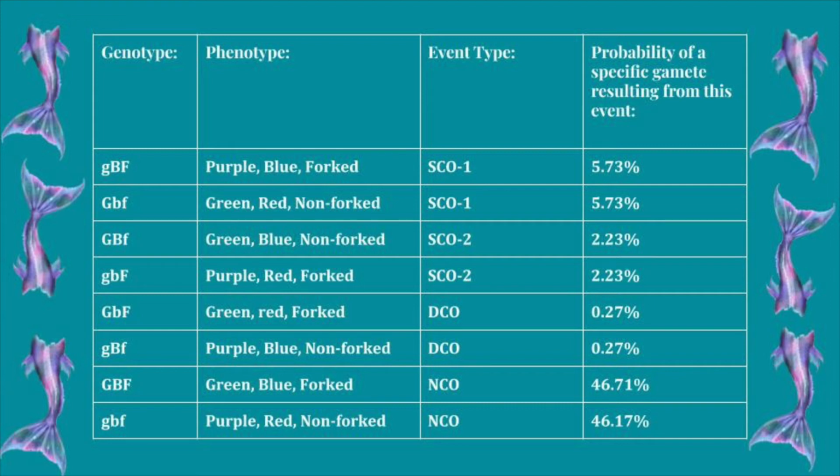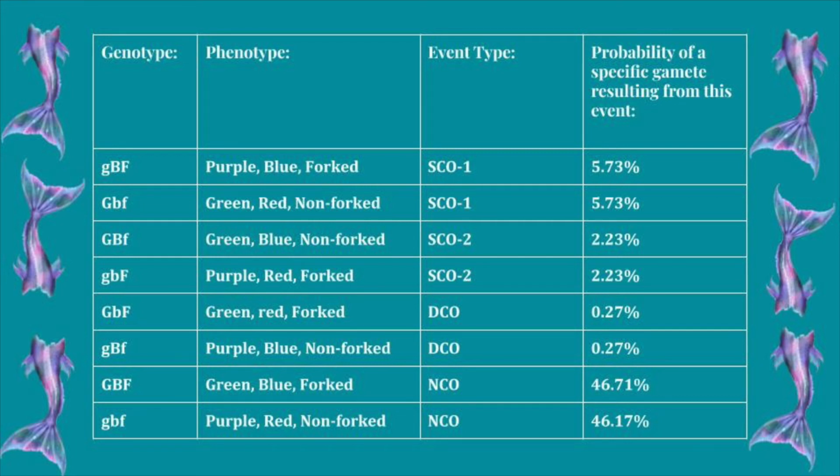The first 2 events are SCO-1 events that are single crossover events at region 1 on the genetic map, and the third and fourth events are SCO-2 events that are single crossover events occurring at region 2 on the genetic map. The fifth and sixth events are DCO events, which are known as double crossover events, and they are least likely to occur because it will require the offspring to undergo not only 1 crossover but 2.